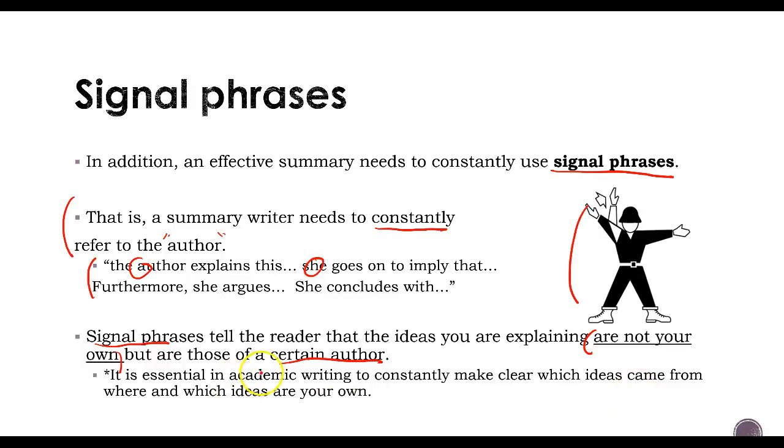So is this idea coming from this author? Is this idea coming from another author? Or is this idea my own idea? The reader should never be confused about that. Actually, when you do confuse it, if the reader happens to think that somebody else's idea is your own because you didn't tell the reader this came from X author, that's actually a form of plagiarism. So you want to be really careful with that. You need to constantly give credit to the sources that you're using in your essay by saying the author explains this, or Smith explains that, or Jones explains this, or she goes on to say that, or he concludes with this.